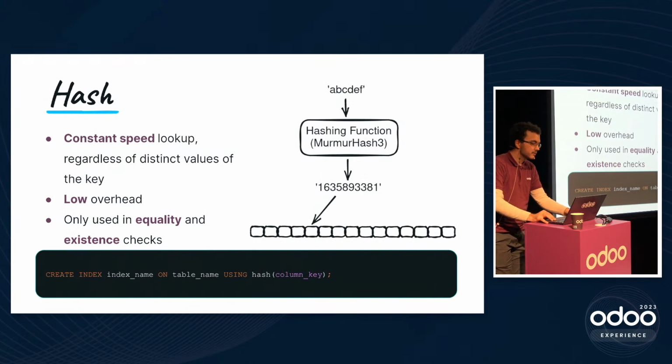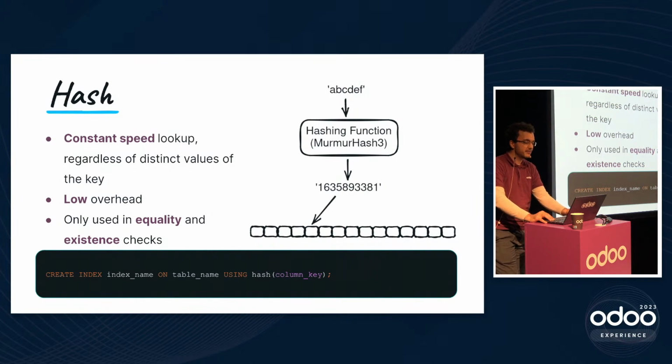The hash index is a bit more niche. It's basically a hash table. You have a string, you pass it through a hashing function, in our case, hash3. It's a non-cryptographic function. The goal of it is just to have a nice distribution of the data across the buckets. The advantage is that you have a constant speed lookup regardless of the size of the table. It's always the same. You just hash the value and you go to the bucket.